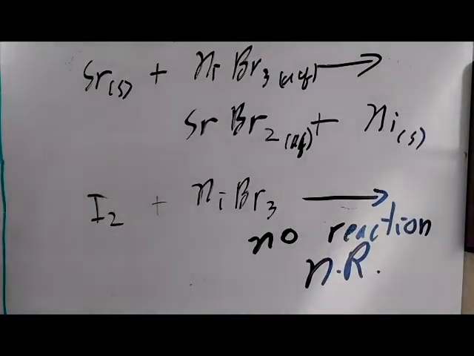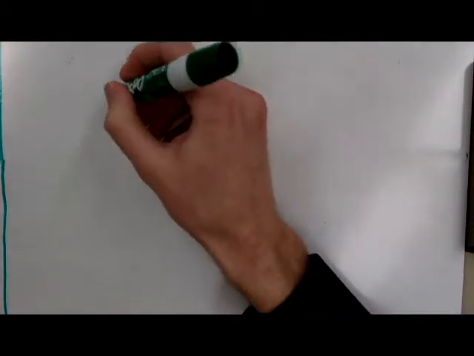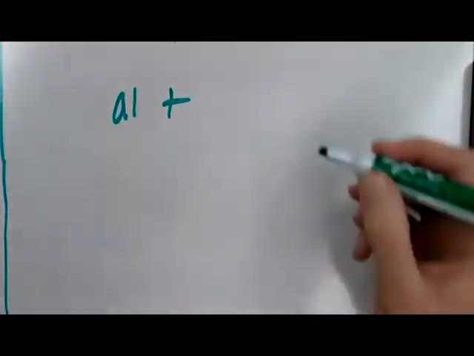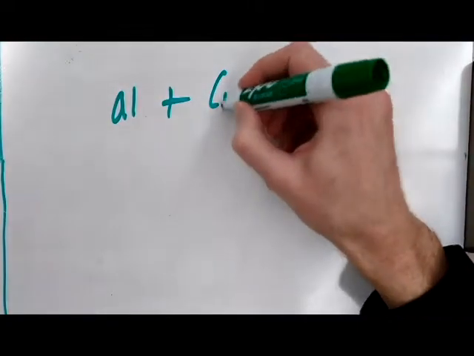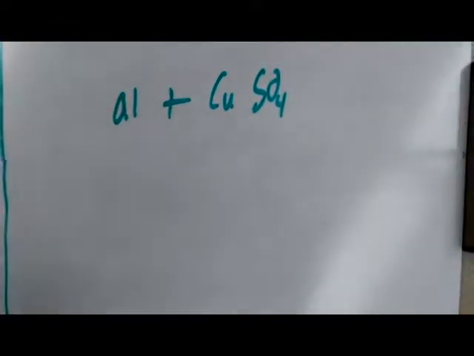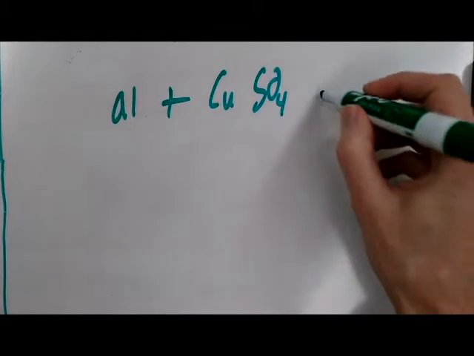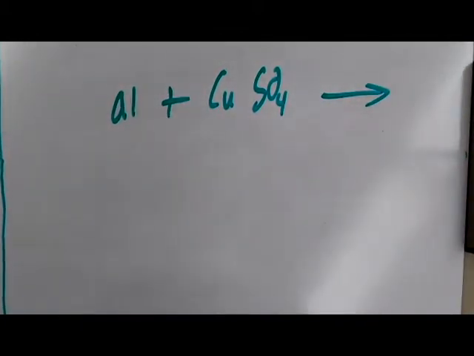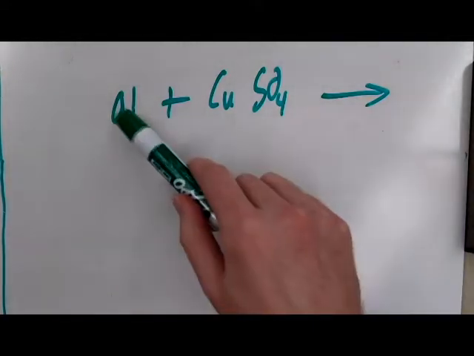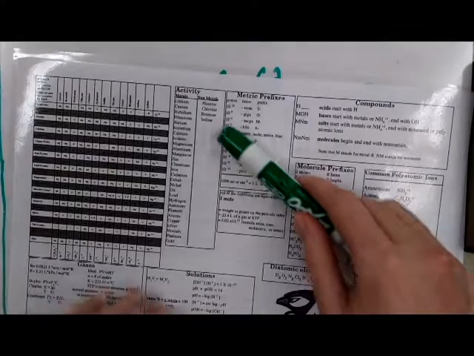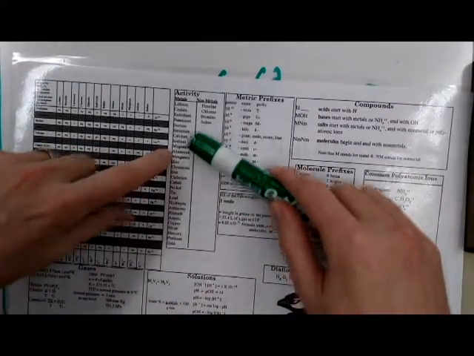Let's look at one more example here. Let's say this time we have aluminum, and we're going to see if that reacts with copper sulfate. Aluminum and copper sulfate, and we'll see if that reacts. So the aluminum here, we're going to see if it displaces that copper, because that's a cation. So we're going to look on the list, look for aluminum. There's aluminum.